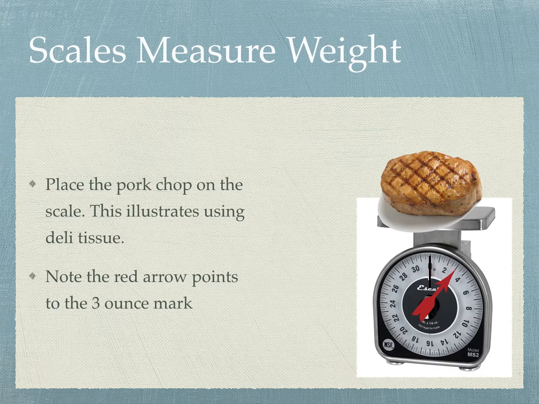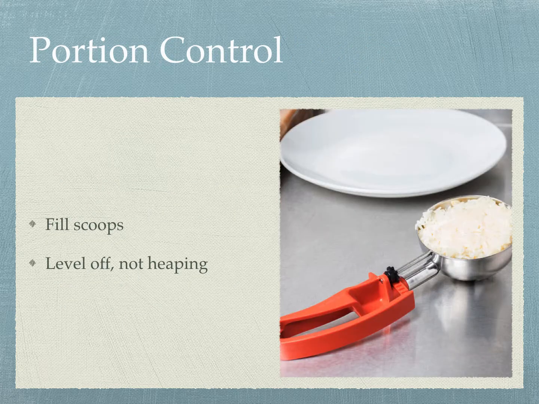Place the pork chop on the scale. This illustrates using deli tissue. Note the red arrow points to the 3-ounce mark. Sometimes our item may measure a little over. Sometimes our item may be below. It is not okay to serve less than 3 ounces if the menu calls for a 3-ounce portion.